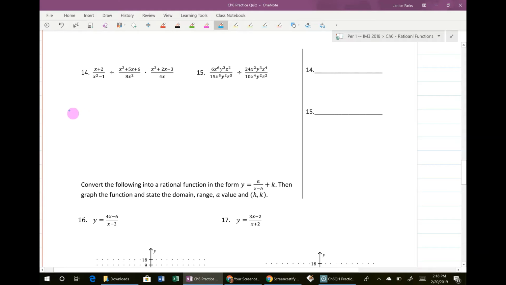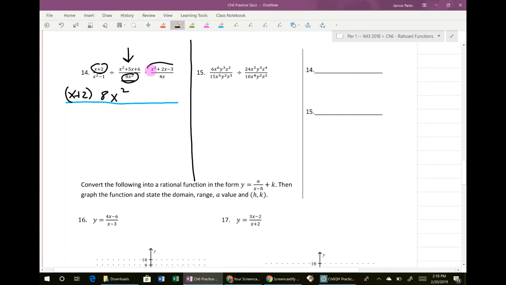For number 14, I'm just going to make one big giant fraction bar. So this is the only one that flips. So the x plus 2 is at the top. This is going to be at the top. And this is going to be at the top because this is the only fraction that's going to flip. So then we factor the last part of this one, the numbers that multiply to negative 3 and add up to positive 2. Okay, multiply to negative 3, add up to positive 2, or those two numbers.